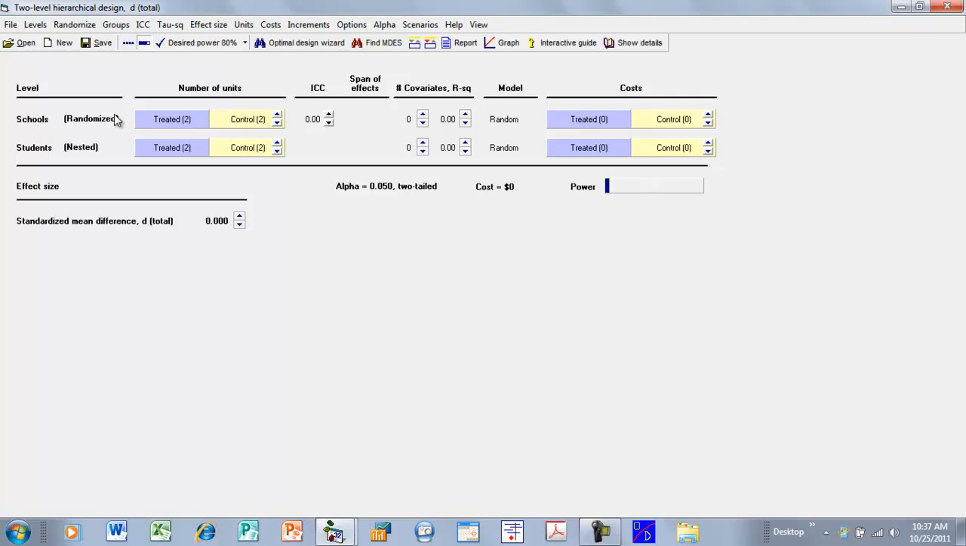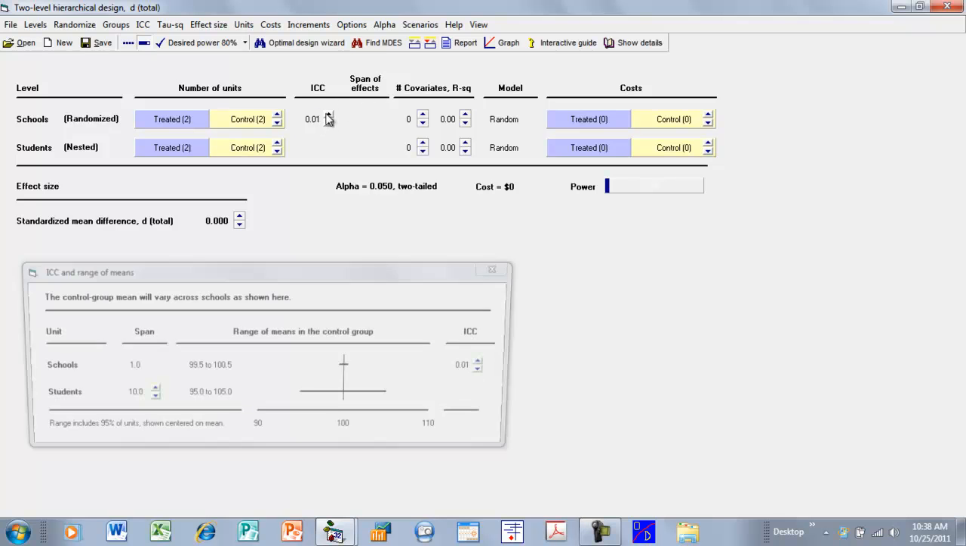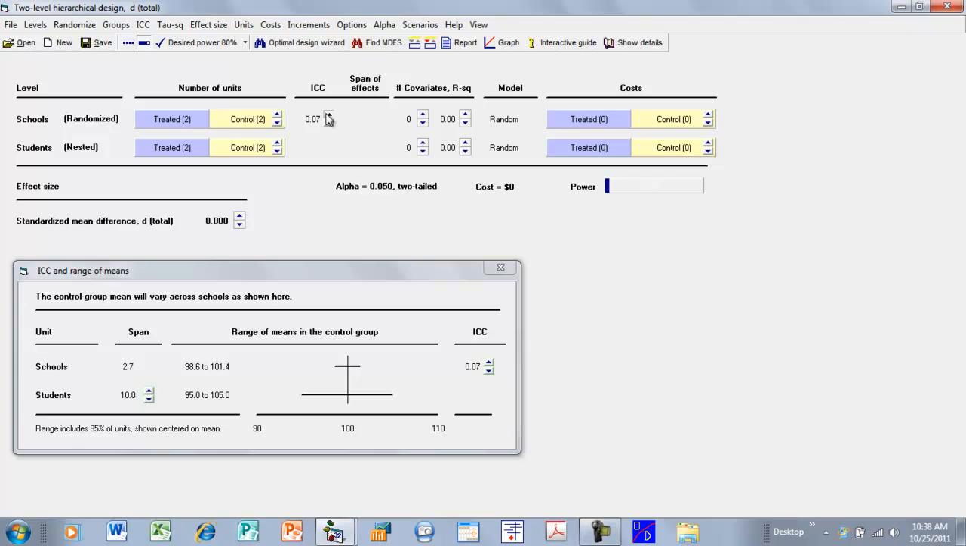We're randomizing at the top level. We're randomizing schools so that each school is assigned to either treatment or control, and then students are nested within schools. We can see that over here, and we have the option of changing that if we wanted to. Over here we have the number of units at each level, the number of schools, and the number of students. We'll come back to that in a minute. Over here we have the ICC. We saw earlier that that was going to be about 0.07, so I'm simply going to put 0.07 over here for the moment.